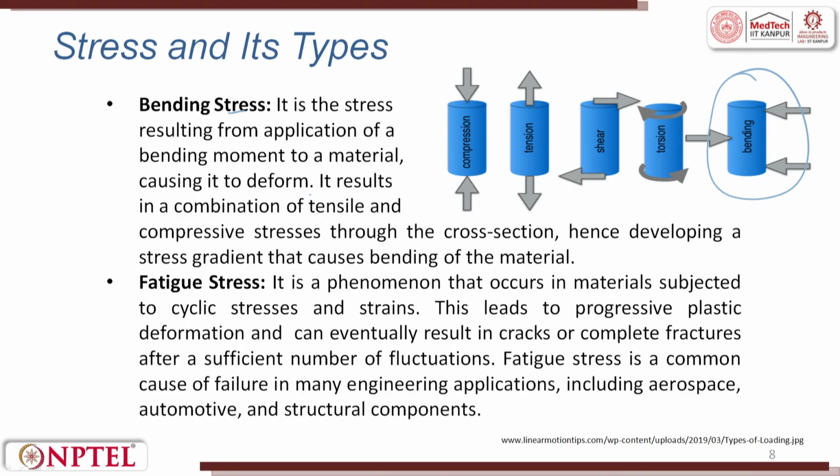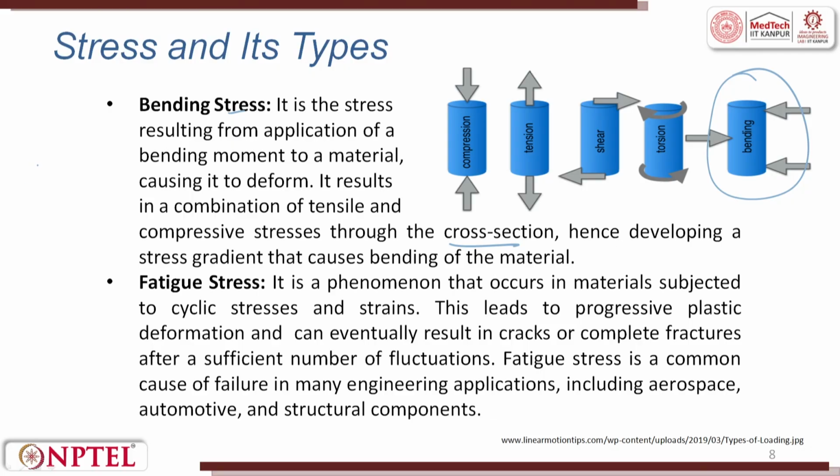When I bend it, you see it is interesting. I put a load here. So this is compression, this is tensile. There is a combination of tensile stress and compressive stress. It results in a combination of tensile and compression through its cross section. Hence, a stress gradient develops, because on the top there is tensile, at the bottom there is compression, and somewhere the tensile should get converted into compression.